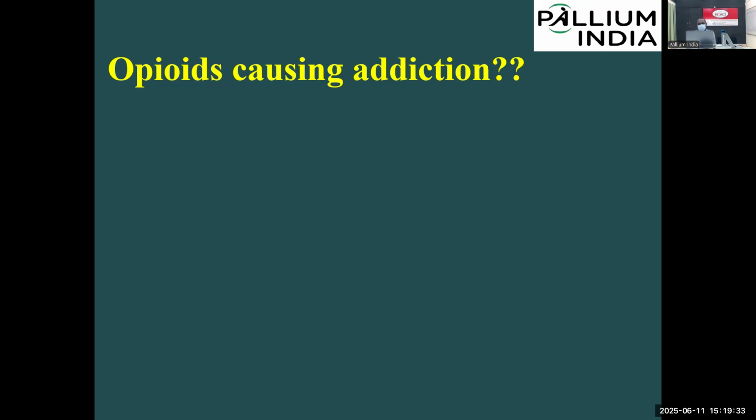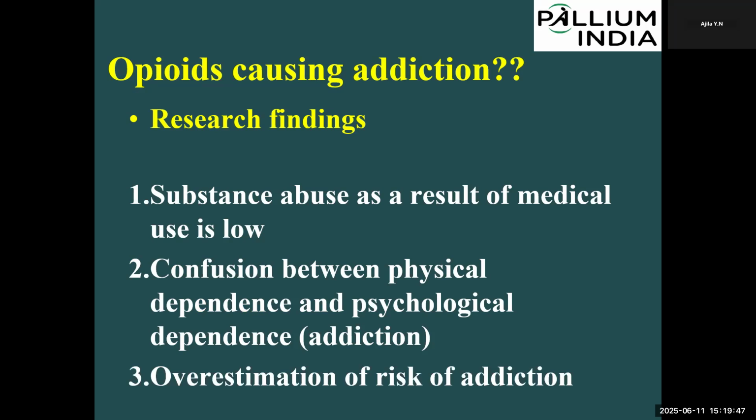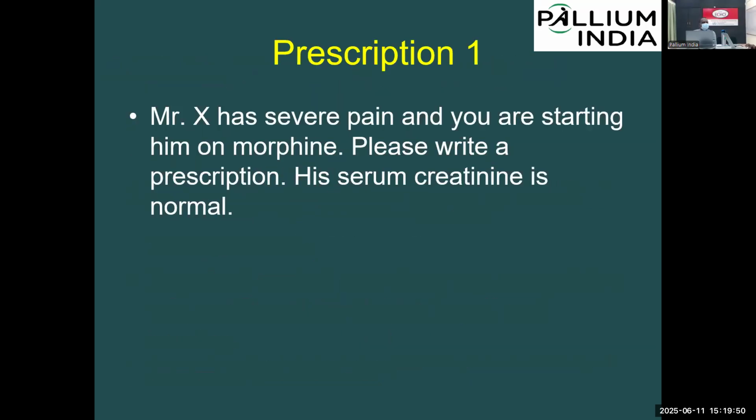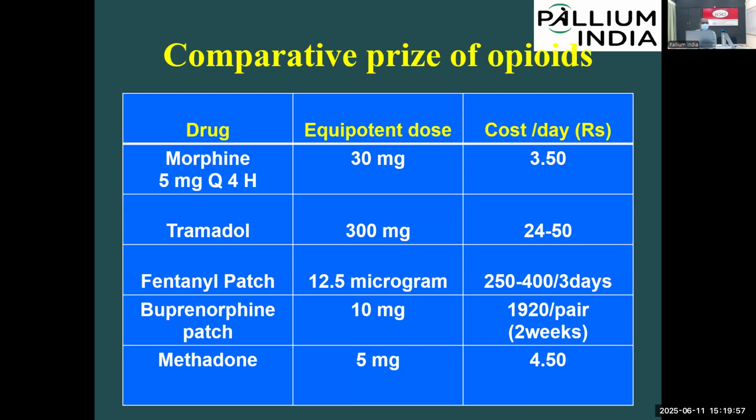So opioids can produce addiction, but if it is used for medical indication, then the chance of addiction is very low. And I would also like to give you, just see this, the comparative prices of opioids. Suppose a patient is taking morphine 5 milligram every 4 hourly. The patient needs to spend about 3 rupees 50 paise per day. To get the same pain relief, this patient needs to take 300 milligram of tramadol, which would cost anywhere between 24 rupees to 50 rupees.